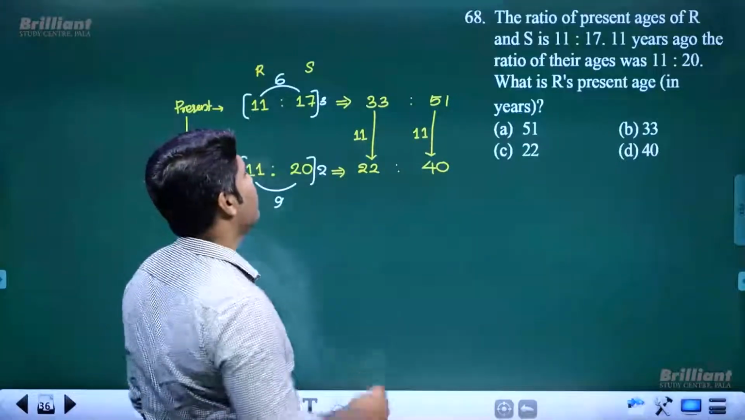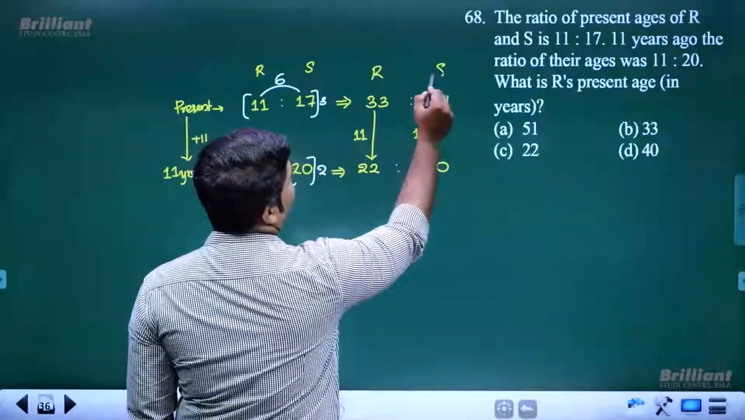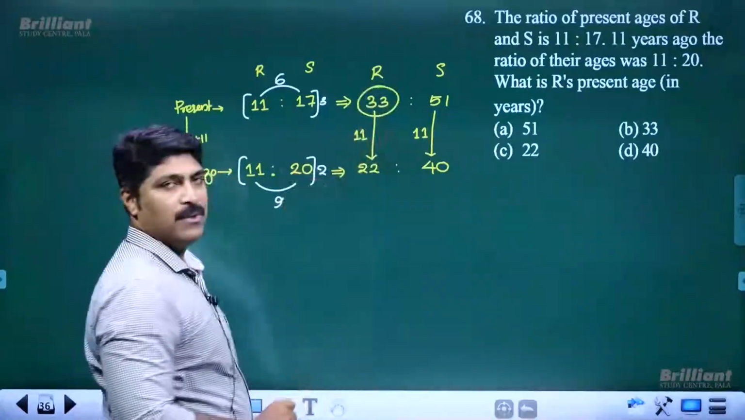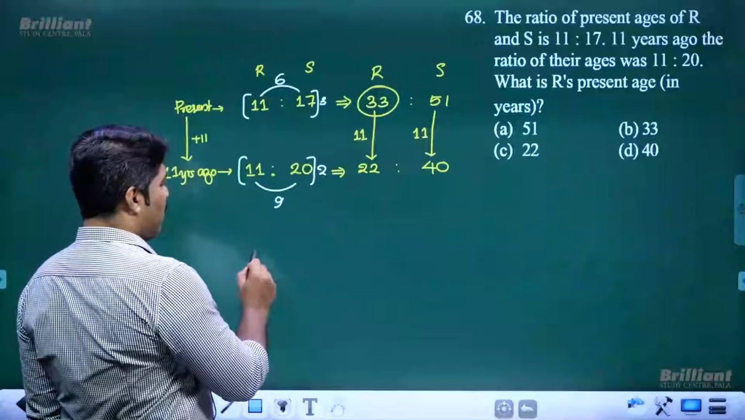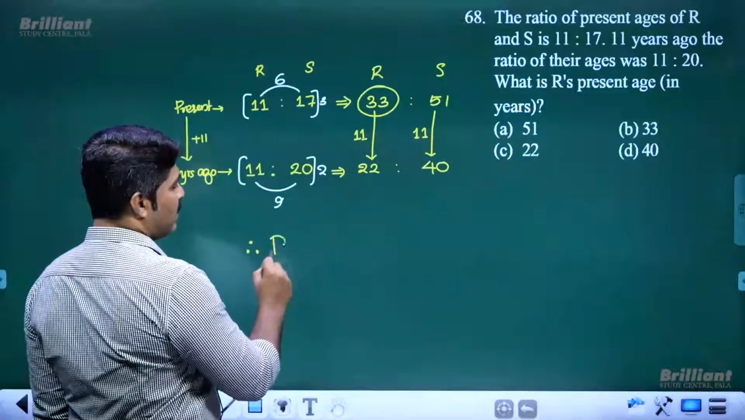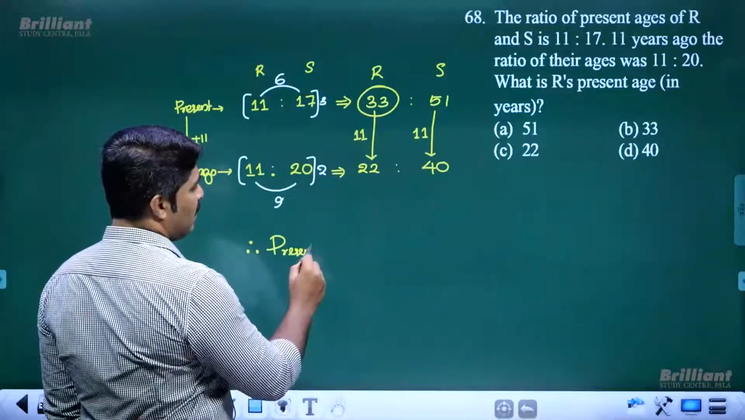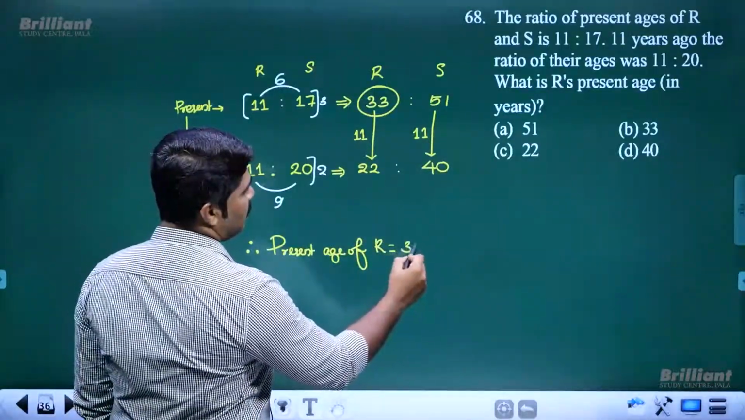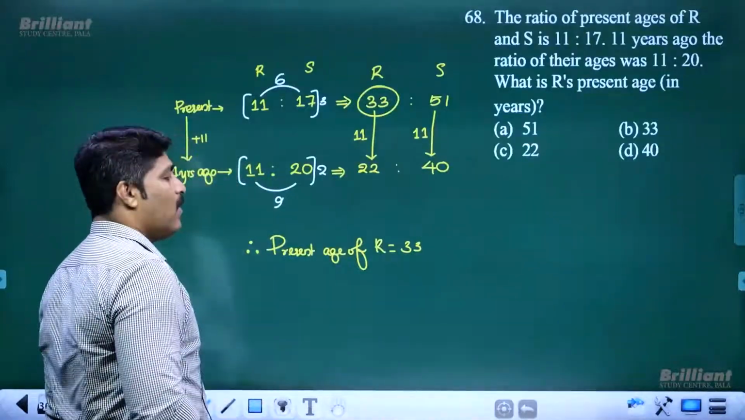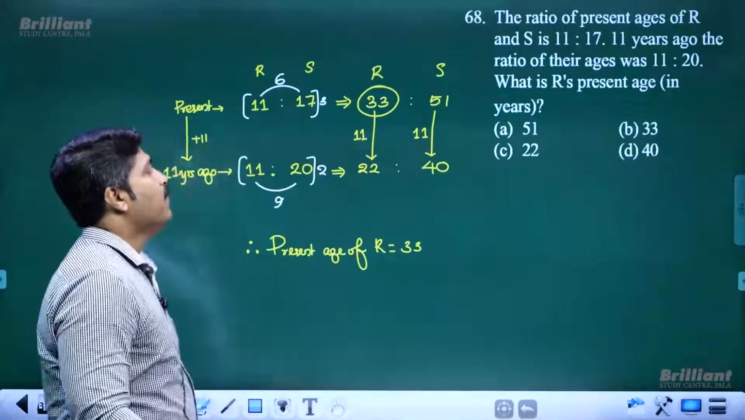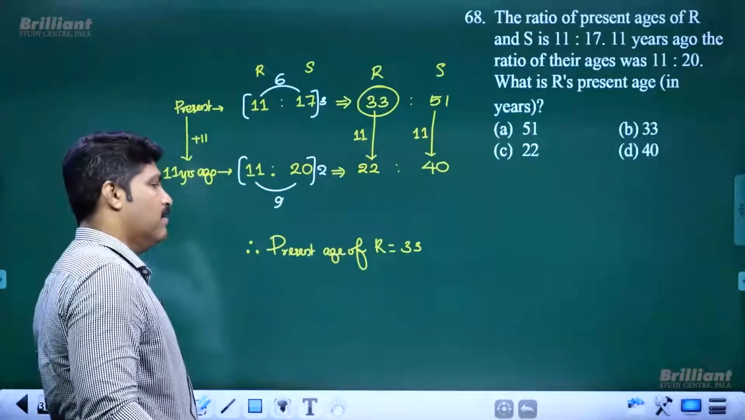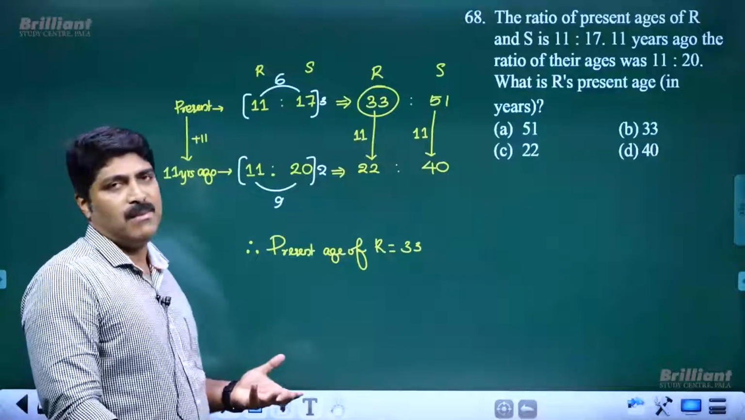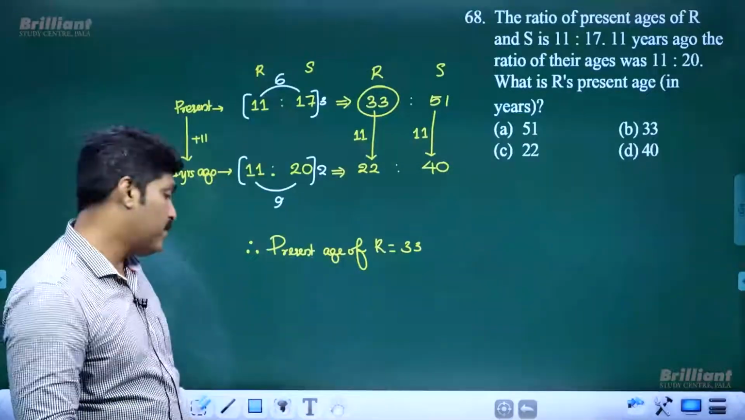Hence, what do we have to find? That's the present age of R. What is the present age of R? R is equal to 33. So we can conclude the present age of R is equal to 33. This is one alteration ratio form. Once you get familiar with the method, you can do some magical performances in similar types of situations.